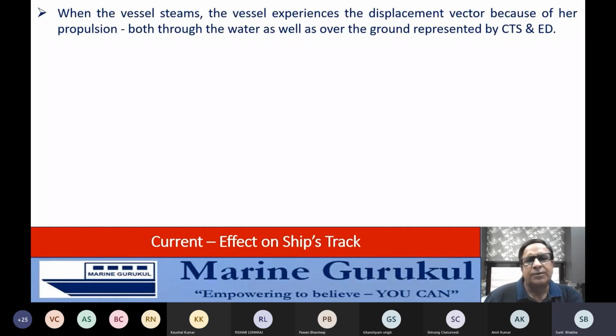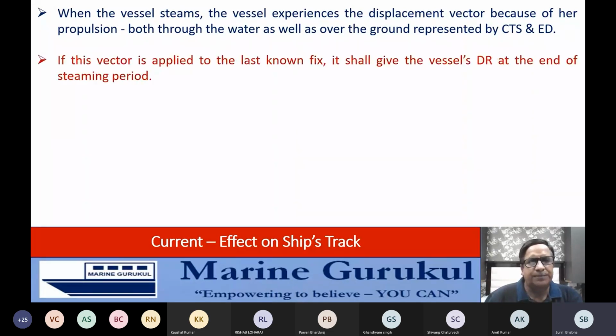When the vessel steams, the vessel experiences a displacement vector because of her propulsion, and this displacement vector acts both through water as well as over the ground. This displacement vector is represented by course to steer as its direction and engine distance as its magnitude. If this vector is applied to the last known fix, we have already discussed this, it shall give us the vessel's DR at the end of the steaming period.